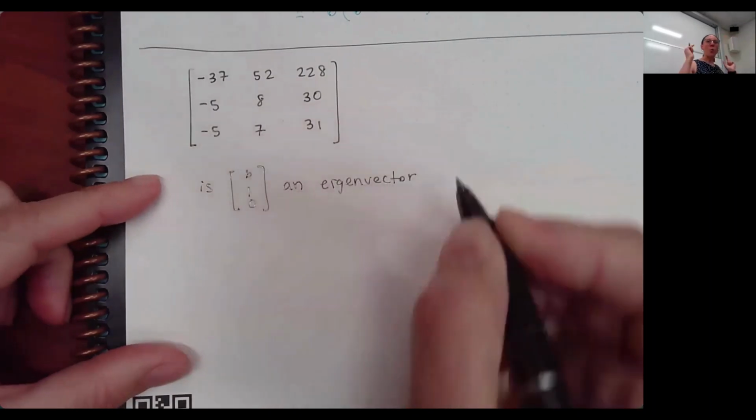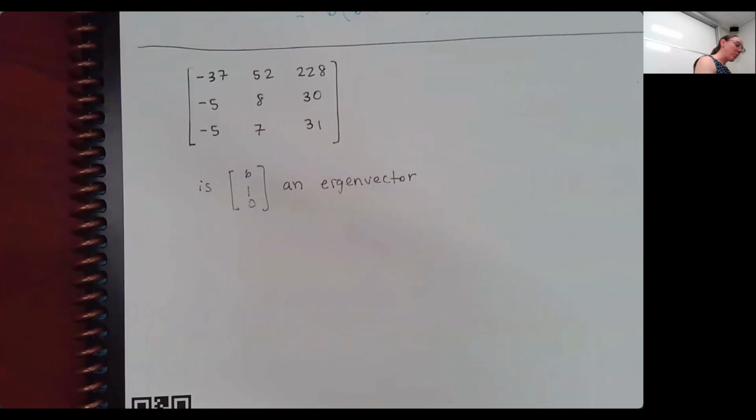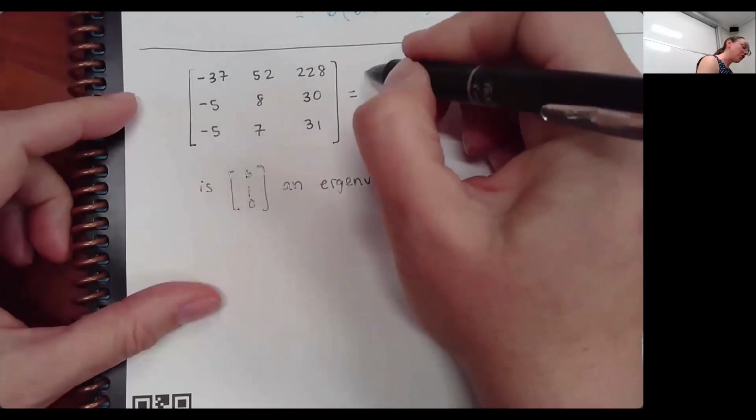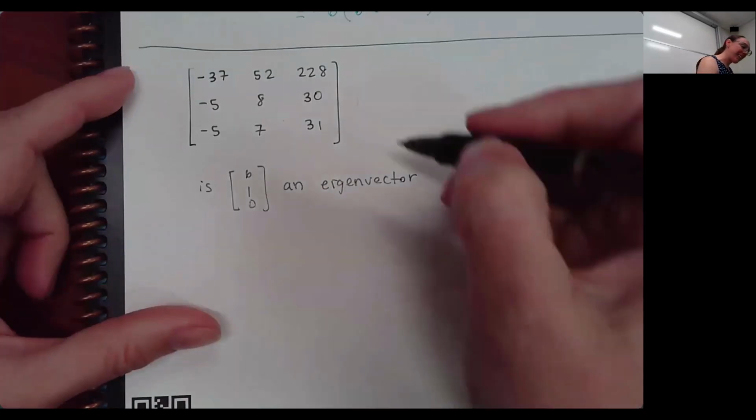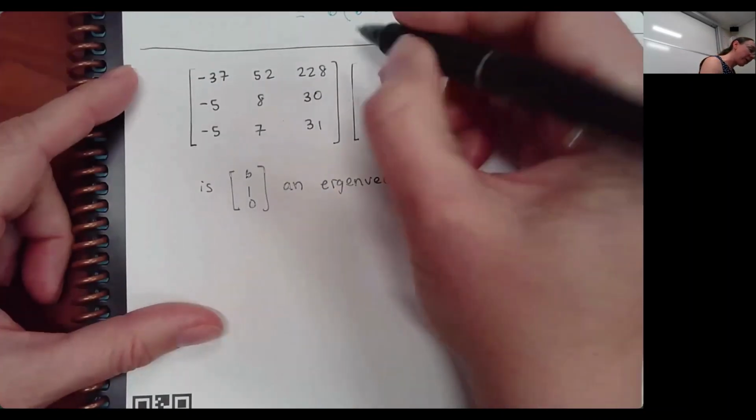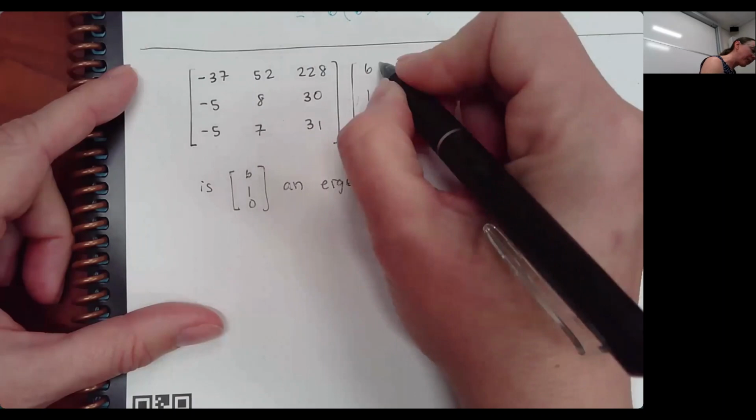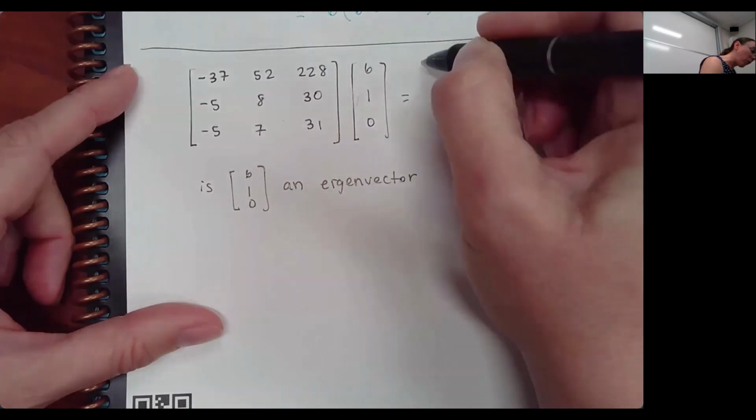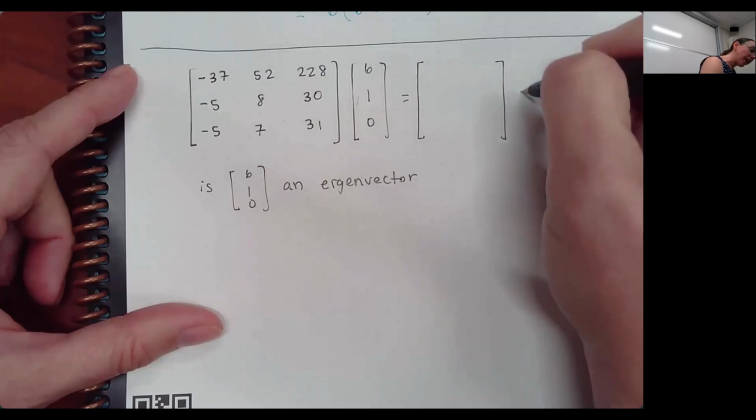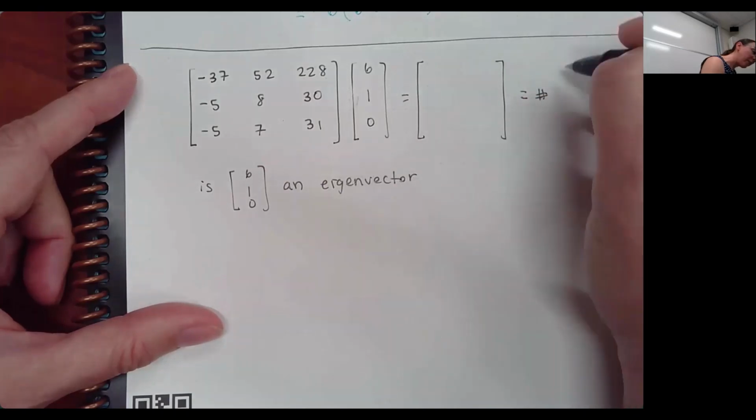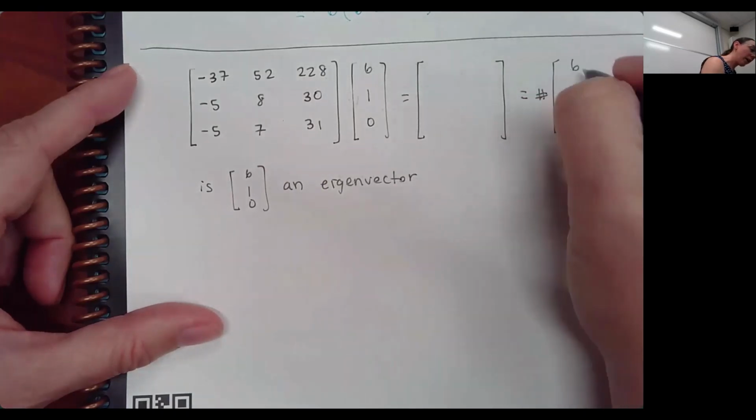Now this one is way simpler. This one just requires us to do matrix multiplication. Because this is asking, if I take that matrix and I multiply by 6, 1, 0, the answer that I get, whatever it is, can I make that answer look like a number times the original 6, 1, 0?